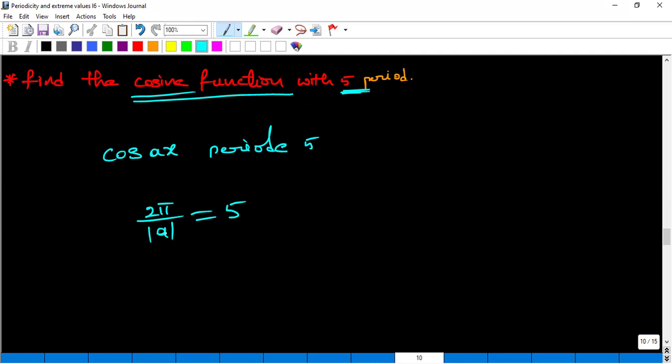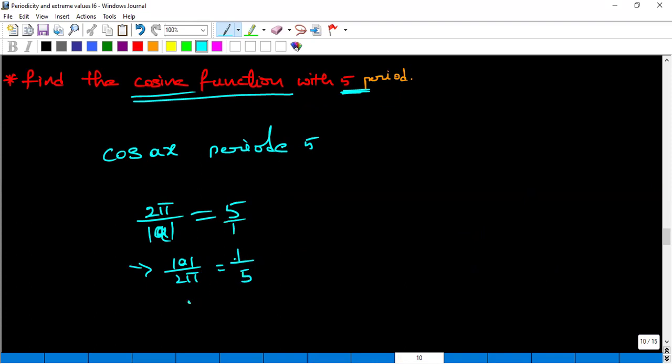But what is the value of a? I don't know whether it is a positive value or a negative value. So what I will do, I will simplify this like this. Mod a by 2 pi is equal to 1 by 5. Flipping the fractions on both sides.